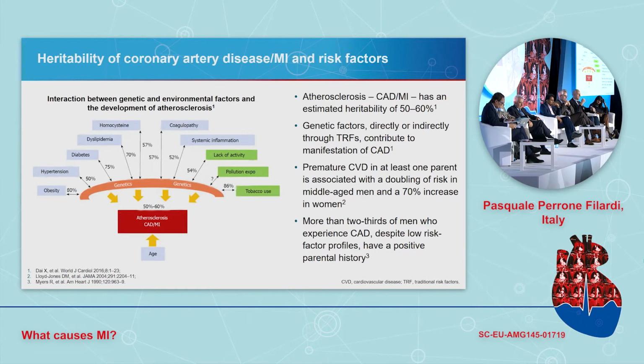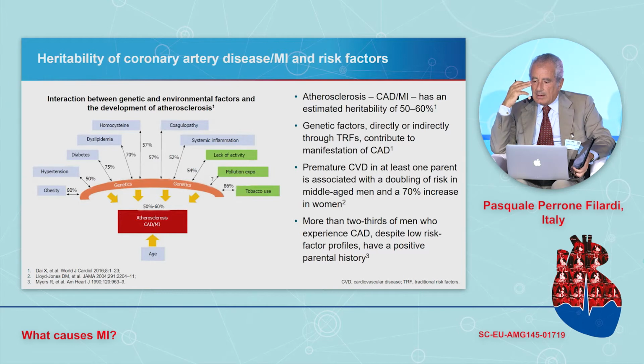Of course, atherosclerosis, as we see, has an estimated heritability of 50 to 60%. And the role of genetic factors is to have an action which might be direct or indirect, that means through an impact on the traditional risk factors, and both of these types of action may contribute to the manifestation of coronary artery disease. But, and this is important for your question at the beginning, when we talk to our patient, I think this is a very important argument to reinforce: premature cardiovascular disease in at least one parent is associated with a doubling of risk in a middle-aged man and a 70% increase in women.